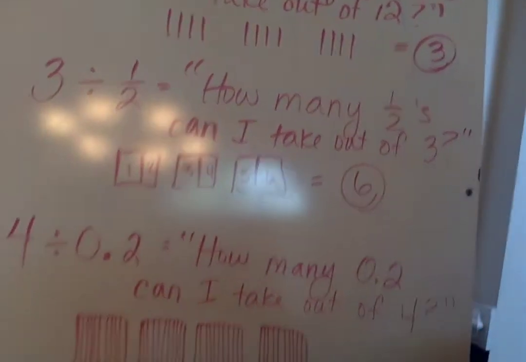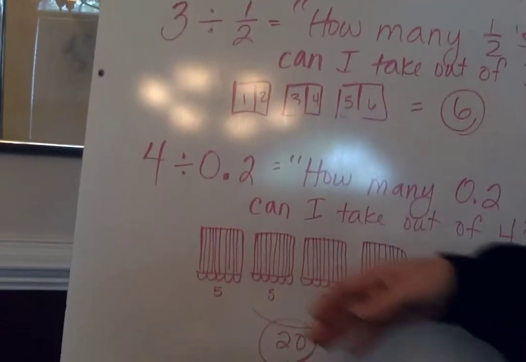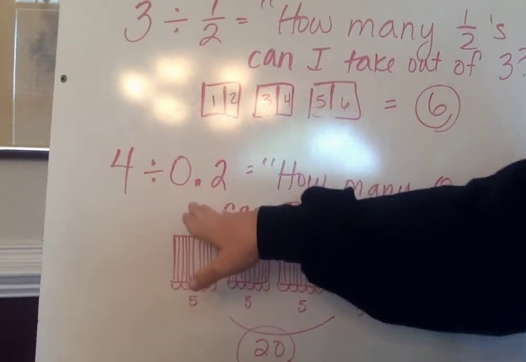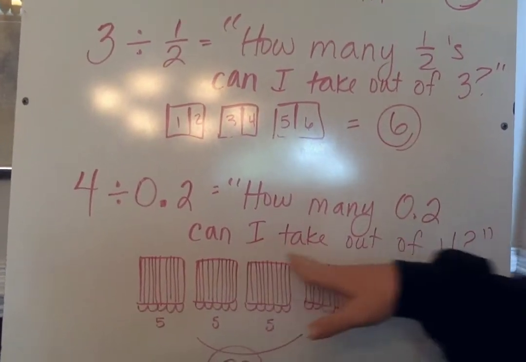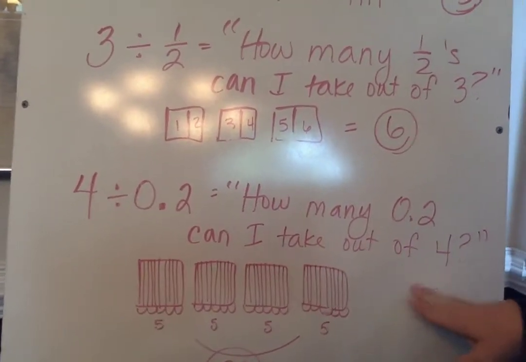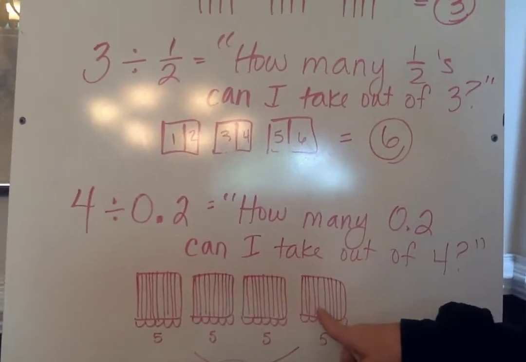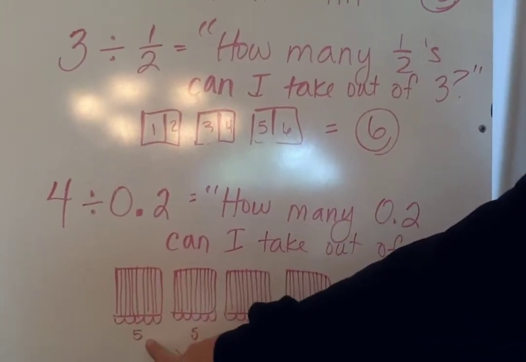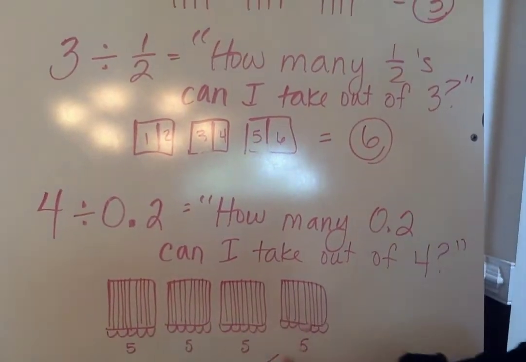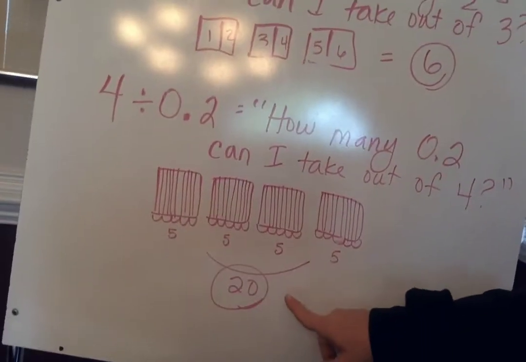All right, so here's what it's going to look like when we talk about decimals today. If I'm doing 4 divided by 2/10, I need to think about how many 2/10 can I take out of 4 wholes. Well, here's my wholes, my 4, and I split them into tenths. And you can see out of 1 whole, I can get 5 sets of 2/10. So out of all 4 of them, I can get 20.